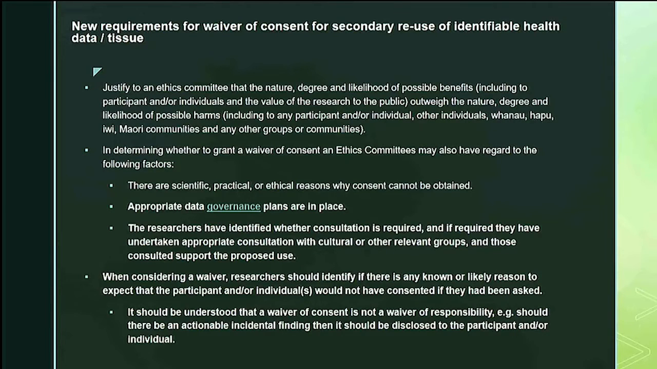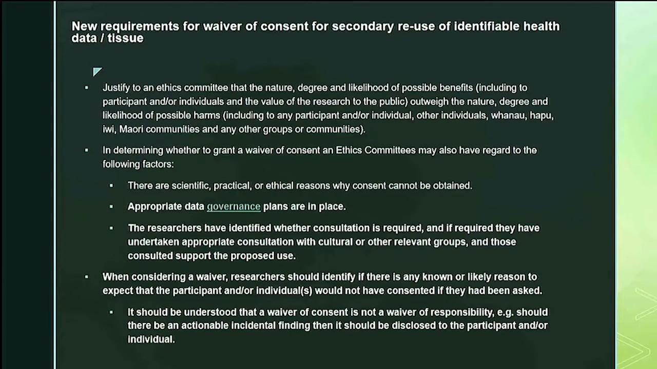But in determining whether to grant a waiver of consent, the sections in bold are new. So there always has had to be a scientific, practical, or ethical reason why consent cannot be obtained. Often the scientific justification is used, where you need all of the records in order to answer the study question. Practical, again, looking at the data quality, looking at the way we collect data. Often it's very difficult to go and get consent for these data studies, and the number of records can be massive.